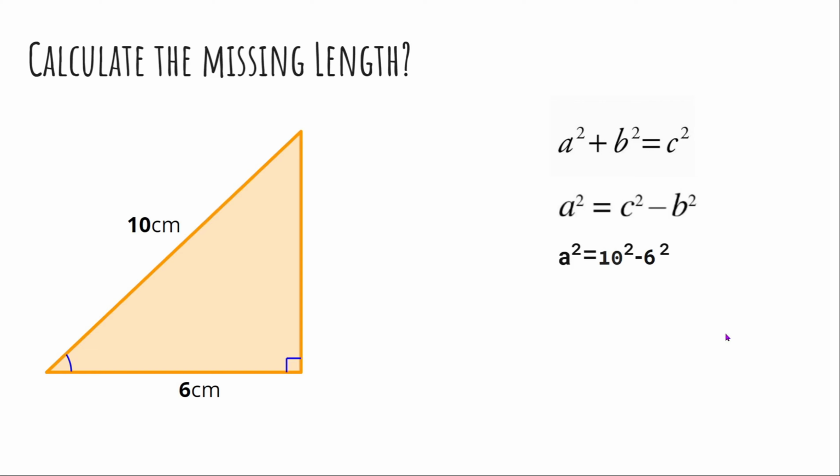10 squared is 100 and 6 squared is 36. We're going to do 100 minus 36, which is A squared. So 100 minus 36 is 64, and the square root of 64 is 8. So A is 8. We can check this by doing 8 squared plus 6 squared, which is going to give us 100. So we can do 64 plus 36, it's going to give us 100. So we obviously know it's going to be correct.